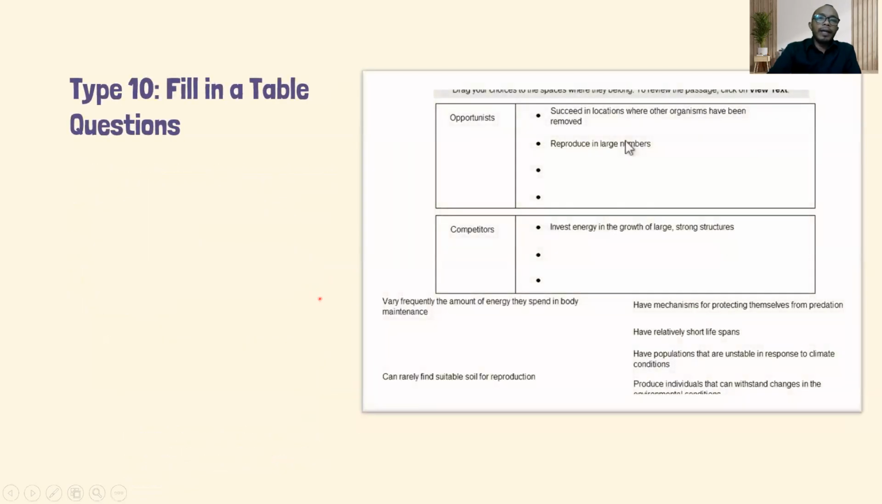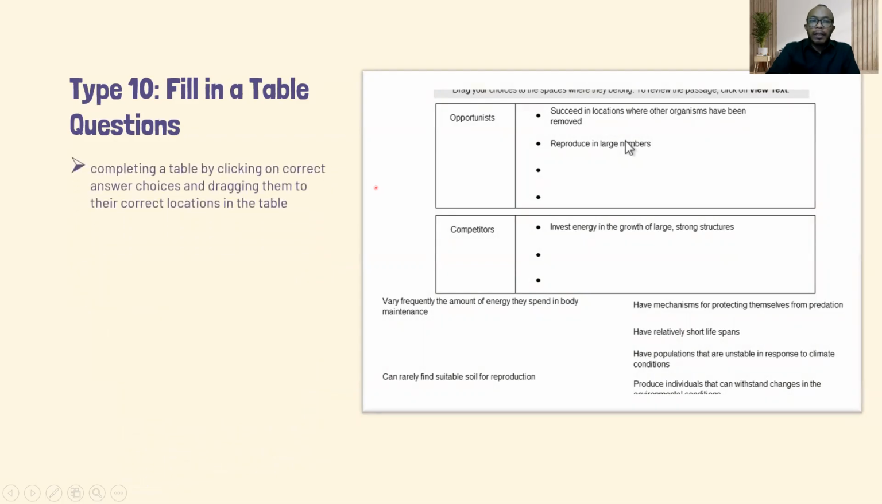Okay, now the 10th type, the last type of question in the reading section. It's the fill in a table question. Yes, you will be asked to complete a table. So you will see some options, and then when you want to answer the question, you need to drag those options into the correct row or column or table provided on the screen of the computer.